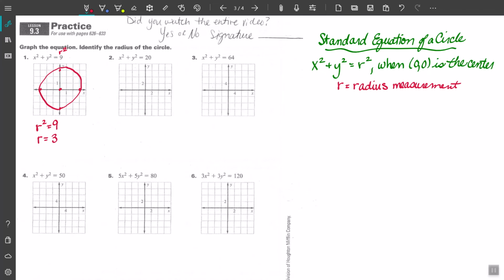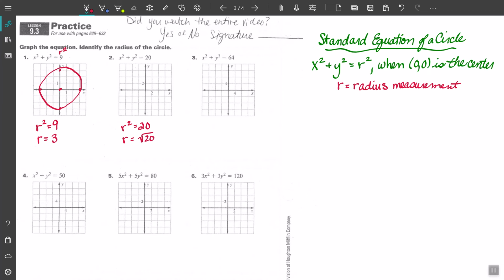All right, moving over to number 2, now we have x squared plus y squared equals 20. So r squared has a value of 20. We'll find the square root of both sides. Again, it would technically be plus or minus the square root of 20. We're going to throw out the negative solution and just keep the positive square root of 20.